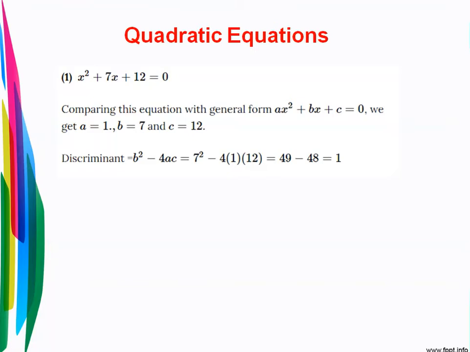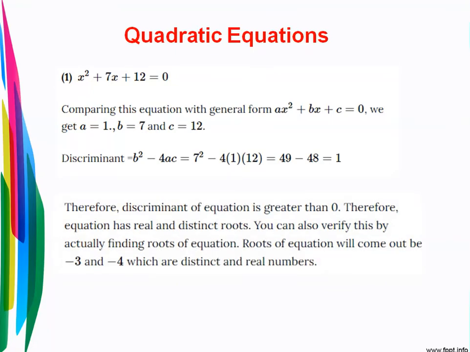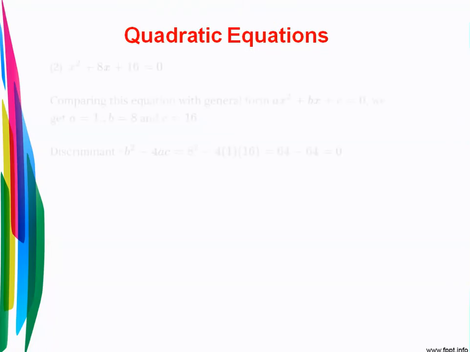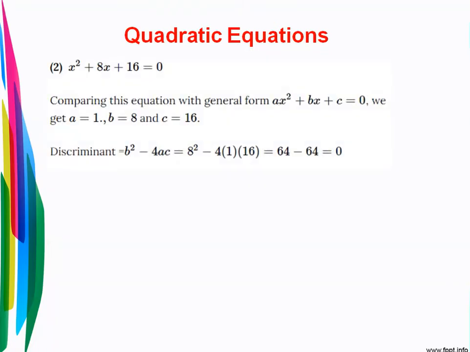7 square minus 48, so 49 minus 48 is 1. So this D is 1, and 1 is greater than 0. So my roots are real and distinct. The discriminant of this equation is greater than 0, so real and distinct roots. I can also verify that by finding the roots of this equation by middle term splitting. My roots come out to be minus 3 and minus 4. Since the two are different and both are real values, we call them real and distinct roots.